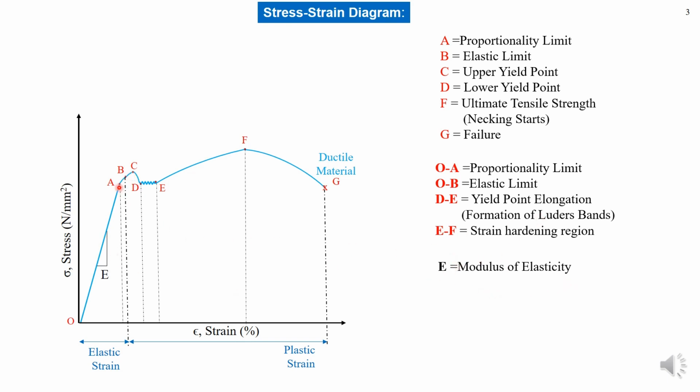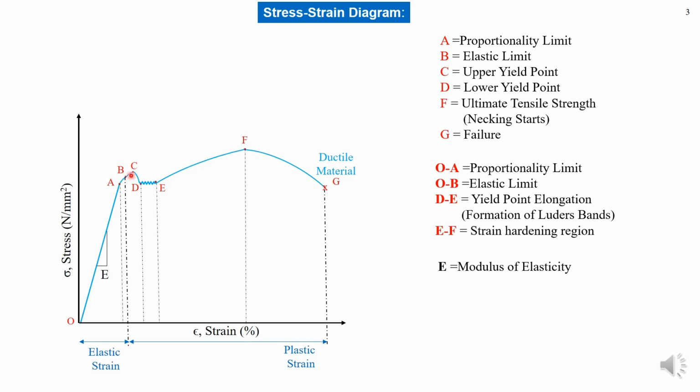And if you increase further, you will reach a point B, which is known as the elastic limit. Means if you load the specimen up to the point B and unload it, the specimen will come to its original position or original length. So A to B, here it is slightly curved, and A and B sometimes occur at the same position. So it depends on the accuracy of our measuring instruments, how accurately we can measure strain.